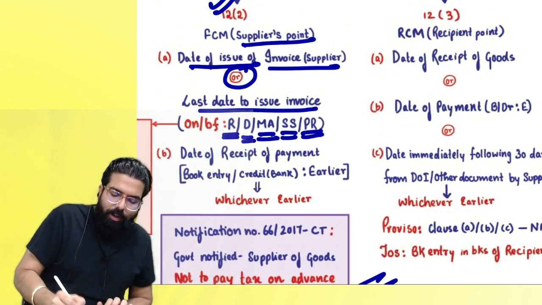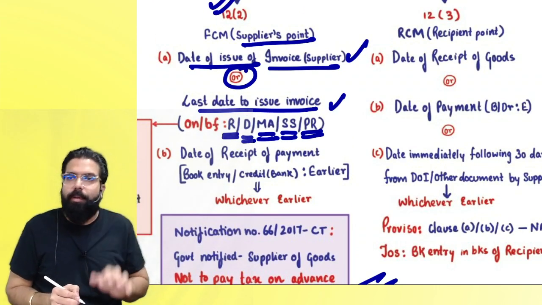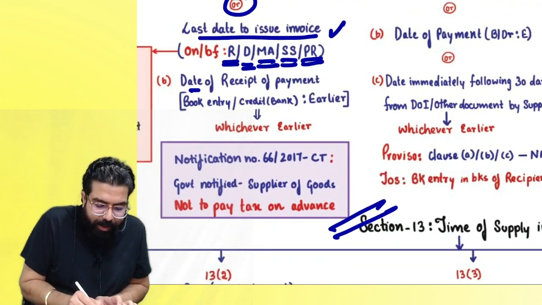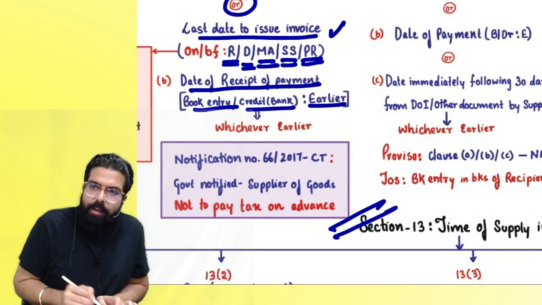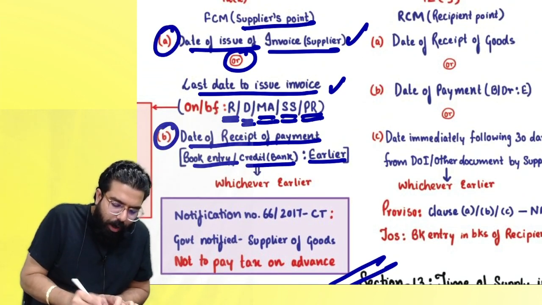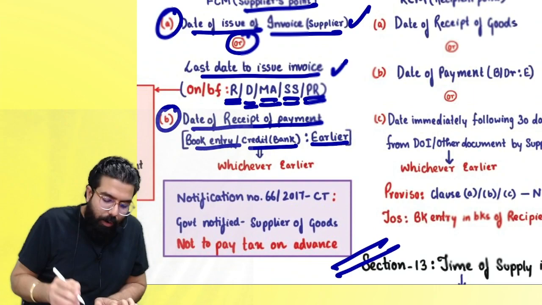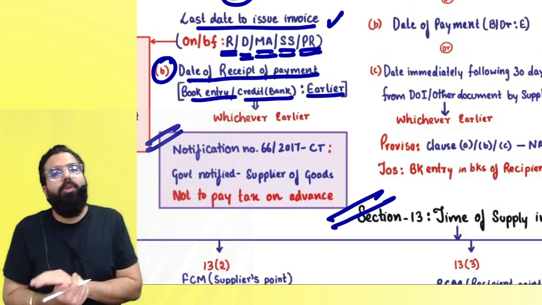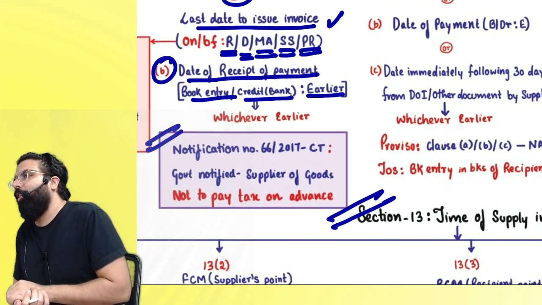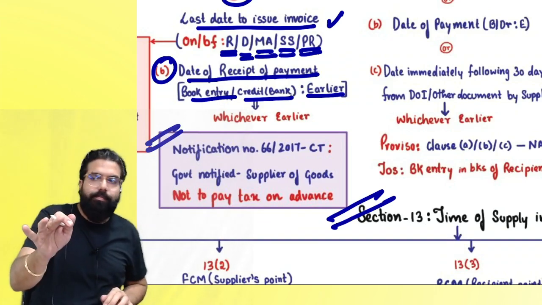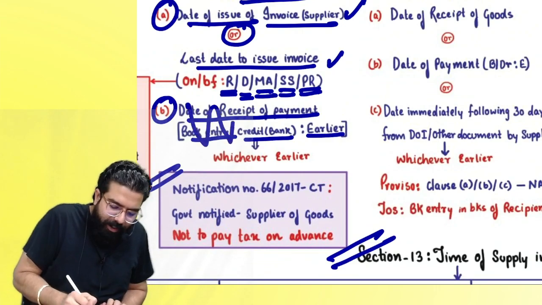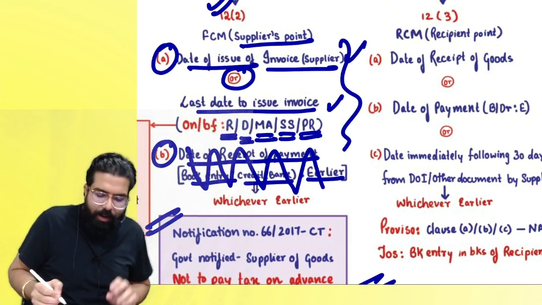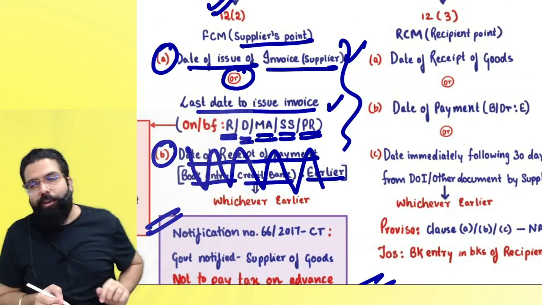So it is date of invoice or last date to issue invoice, whichever is earlier, or date of receipt of payment. Date of receipt of payment is bank entry or credit, whichever is earlier. So out of A or B, whichever is earlier. However, there is a notification which has come and told that supplier of goods need not pay GST on advances, and hence you will not have to pay GST on date of receipt of payment. You will go ahead and pay only on date of invoice or last date to issue invoice.